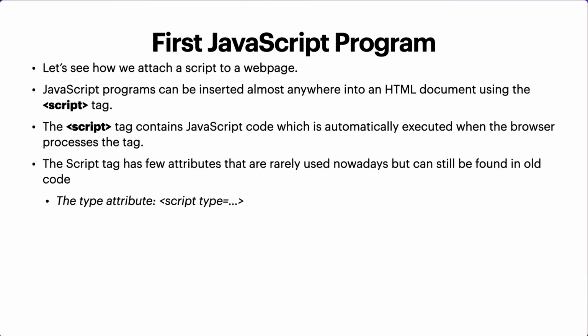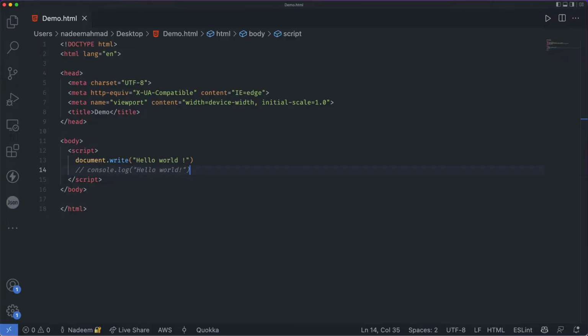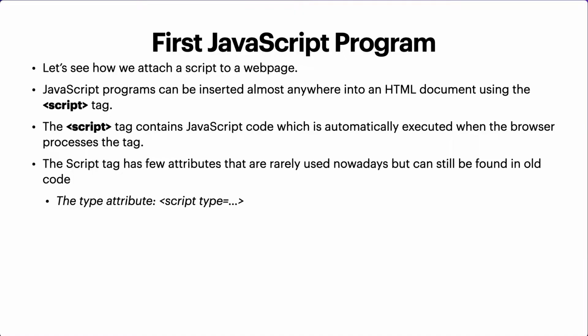The type attribute: as you have seen, in our script tag we are not specifying anything like that as of now, because this is the new HTML5 version, and we no longer need that. We don't need to specify the language because the default language is always JavaScript.